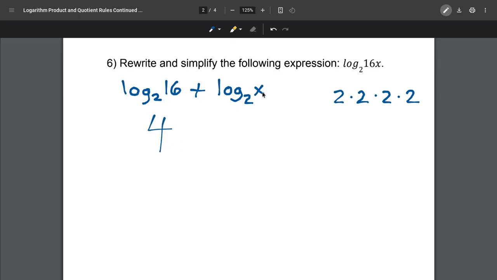And we can't do anything with this because we don't know what x is. So we're just going to write this as log base 2 of x. So my solution is 4 plus log base 2 of x.